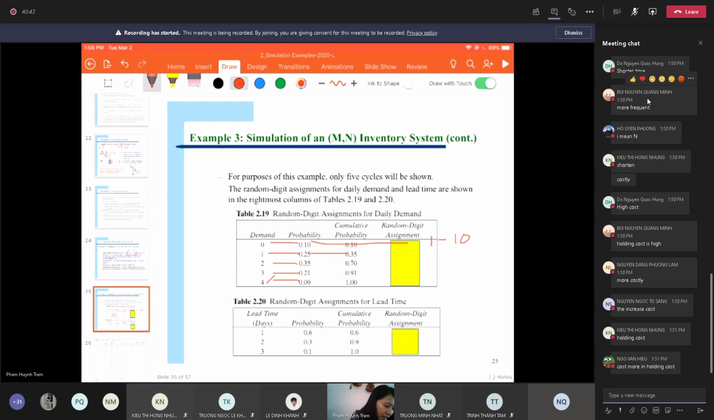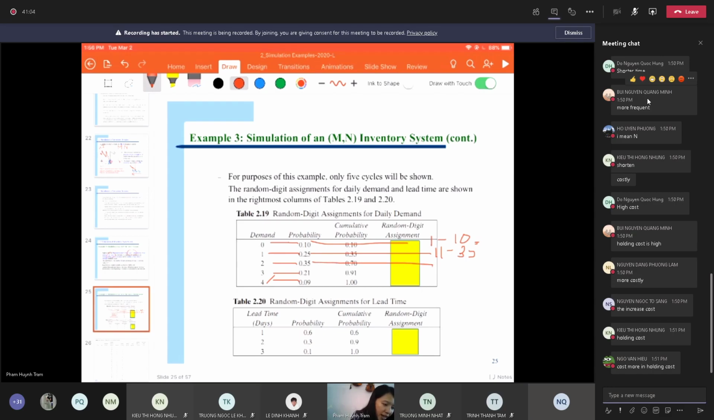So for this one, I can assign from 11 to 35. So this one will be around 25%. All right, 11 to 35, I will get 25 numbers. Okay, so correct me if I made any mistake here.